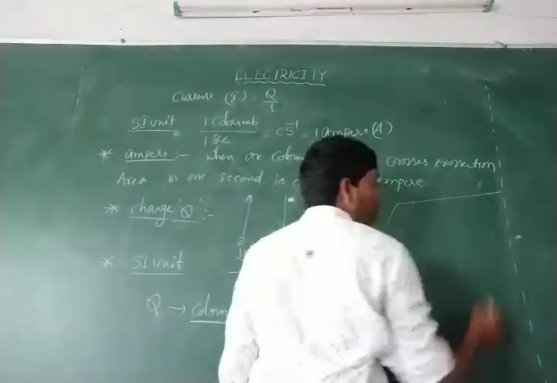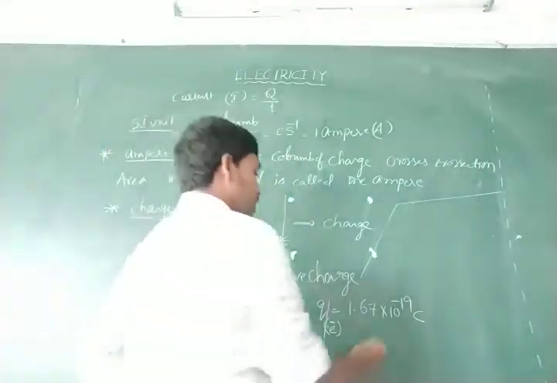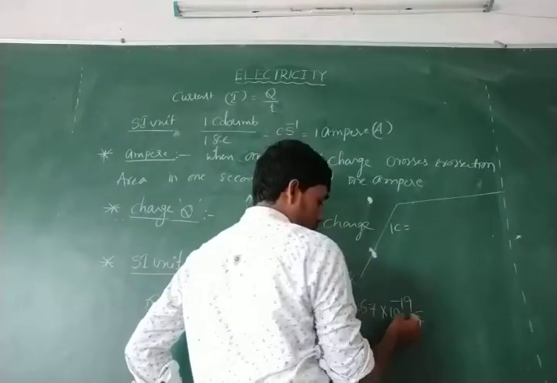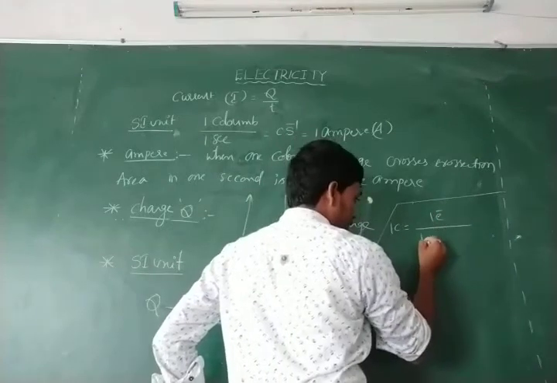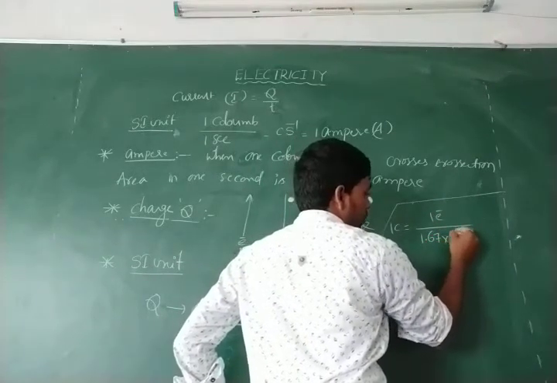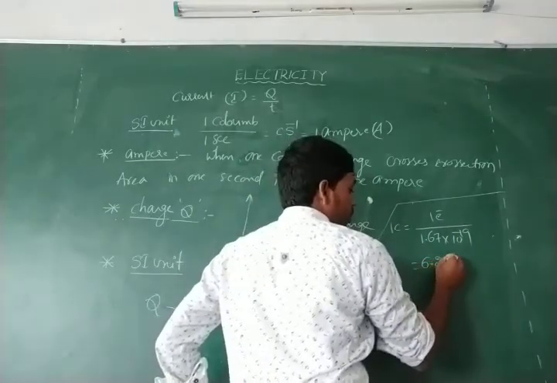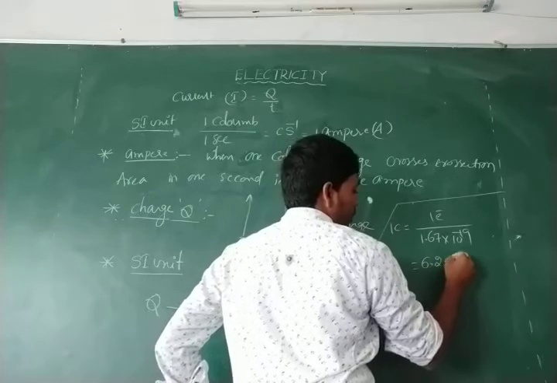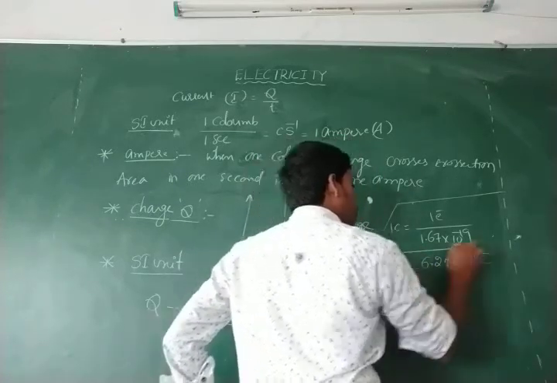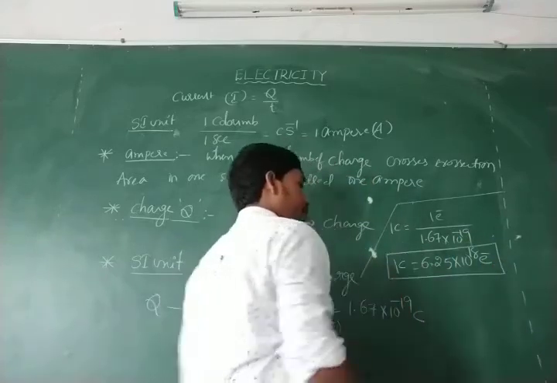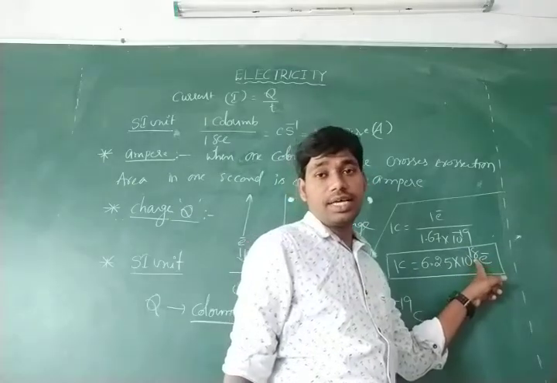Then how many electrons together are called 1 coulomb? If you do that, 1 coulomb is equal to, sending this number to the denominator, 1 electron upon 1.67 into 10 to the power of minus 19. It resolves to 6.25 into 10 to the power of 18 electrons. So 1 coulomb contains 6.25 into 10 to the power of 18 electrons.